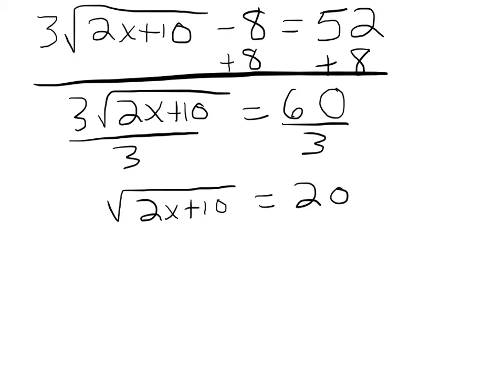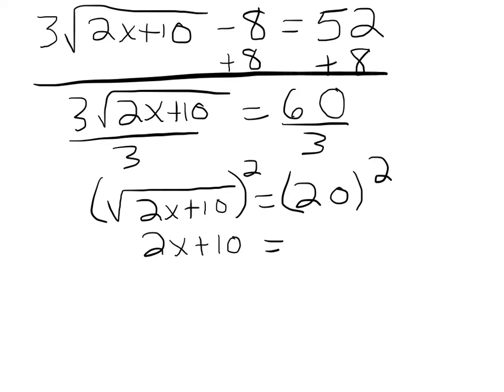Now to get rid of the square root sign, I'm simply going to square both sides. And remember that squaring gets rid of this square root sign right here, and it leaves me with everything underneath it. Okay? So that's going to leave me 2x plus 10 is equal to 400.